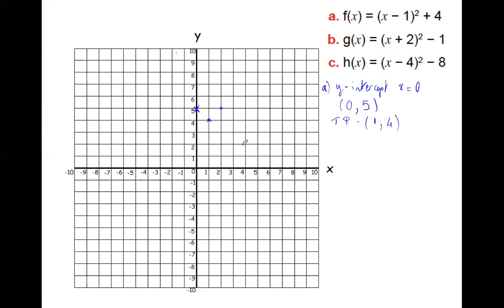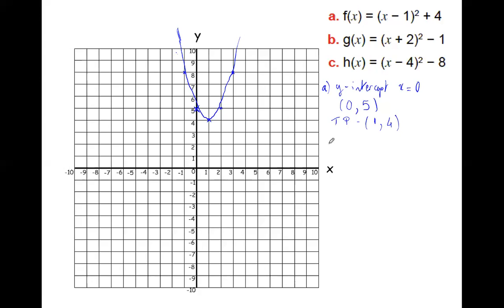So what I'll do is try a third one, 3. 3 minus 1 is 2. 2 squared is 4. 4 plus 4 is 8. So (3, 8) is where my point is going to go. If you wanted to, you can add another couple of points just to help you a wee bit. Then to sketch it, you would just go through your points. Okay, so that's the first one, A.